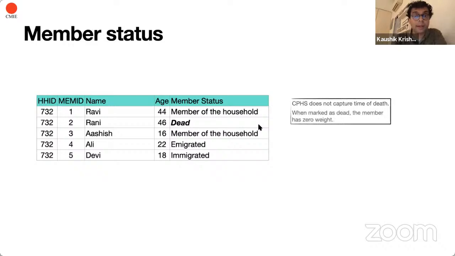More importantly, just like emigrated members, dead members have 0 weight. So you can't include them easily in analysis. And as a researcher, you're going to have to do something to determine how to include them in your analysis. And the authors that presented their research earlier this month made decisions themselves independently and perhaps differently on how to handle people who are marked as dead in CPHS, both in terms of attributing time of death as well as in how to handle issues such as weighting.